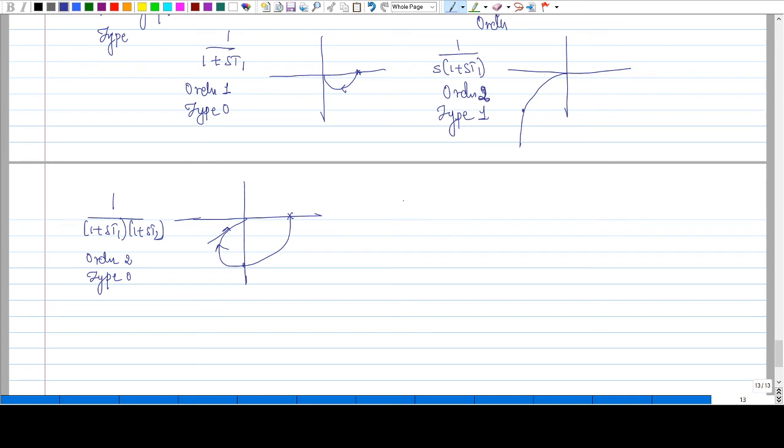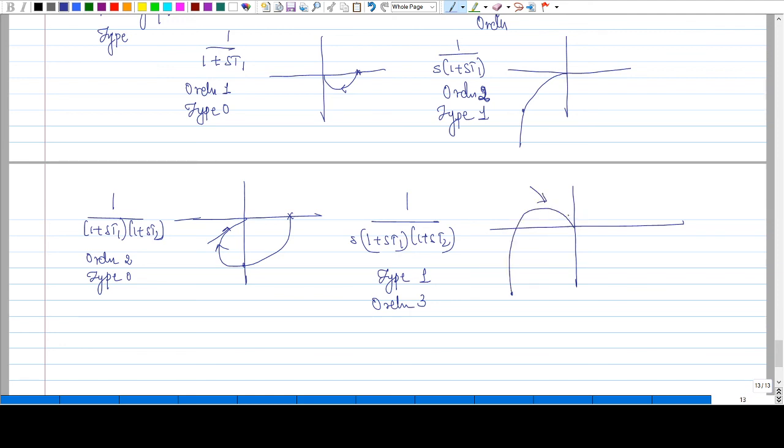Similarly, if I have 1 divided by s into 1 plus sT1 into 1 plus sT2, this is type 1, order 3. In that case, type 1 will start somewhere here, and it is order 3. Order 3 will be terminating like this.